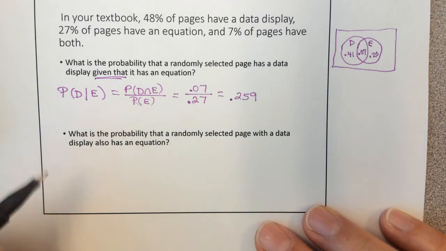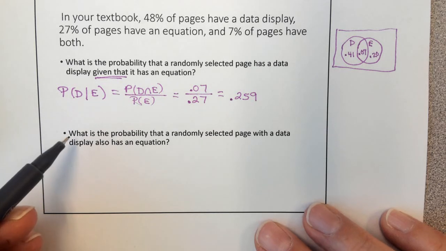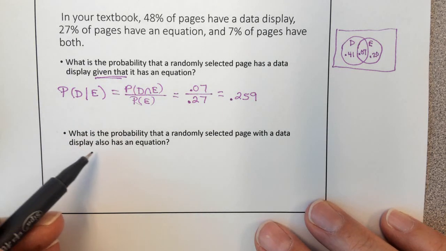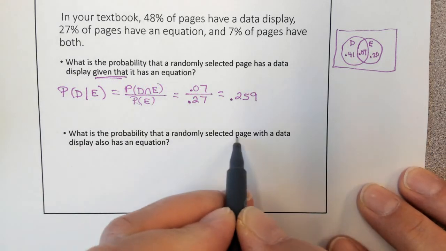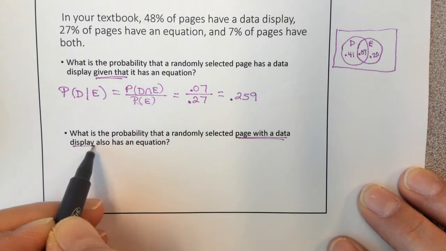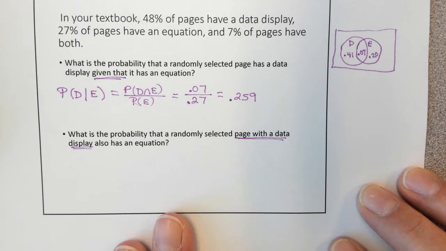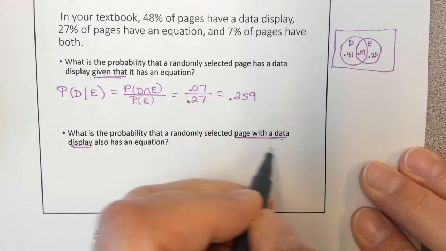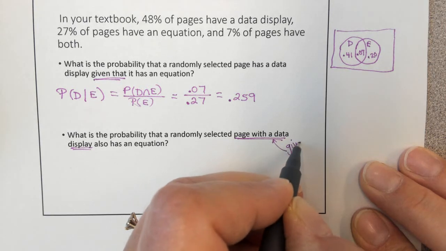All right, let's look at the second one. What is the probability that a randomly selected page, one page, with a data display also has an equation? So it's a page with a data display. It has a data display. For sure, there's a data display on it. That's given. This is a given. That's your condition.